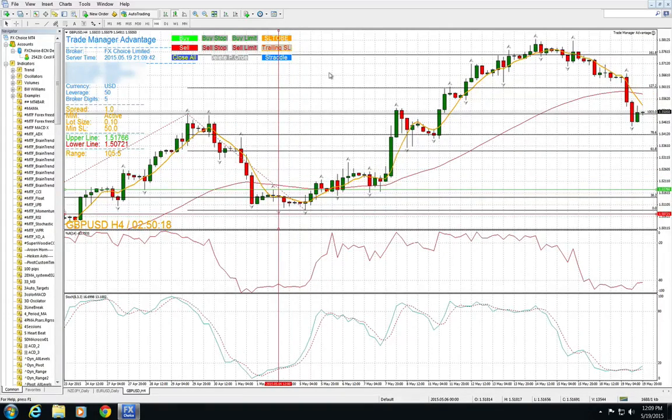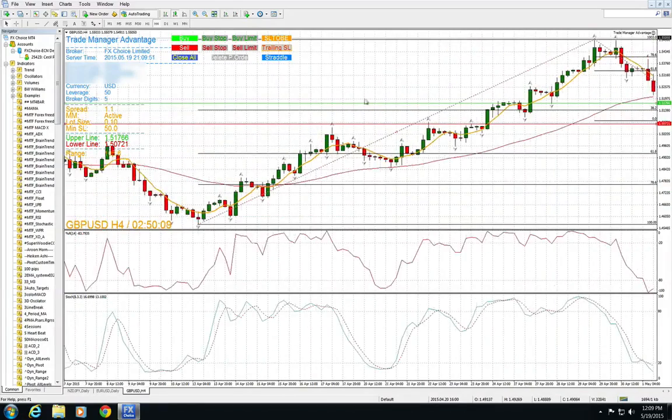Now, how do you figure out the profit target, where this particular trade may have the potential to go, and so on and so forth? Well, one of the things that we do is we'll go back to the previous move.